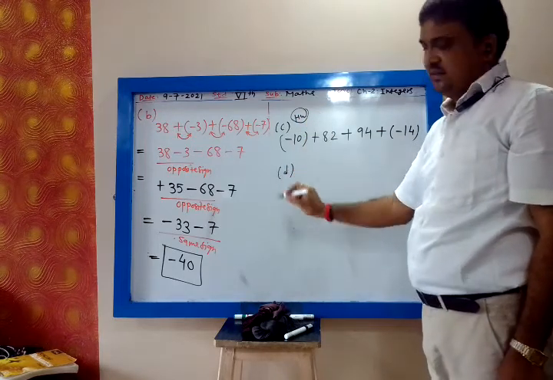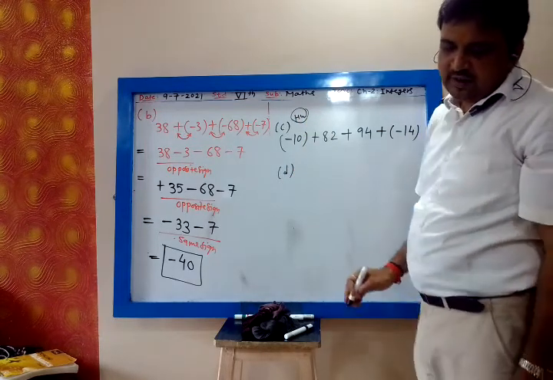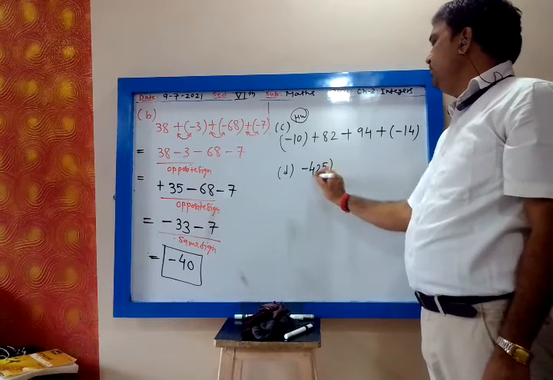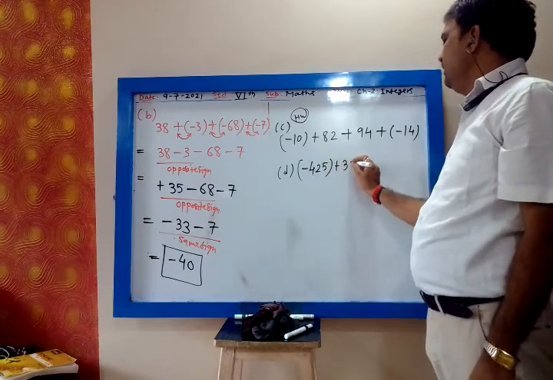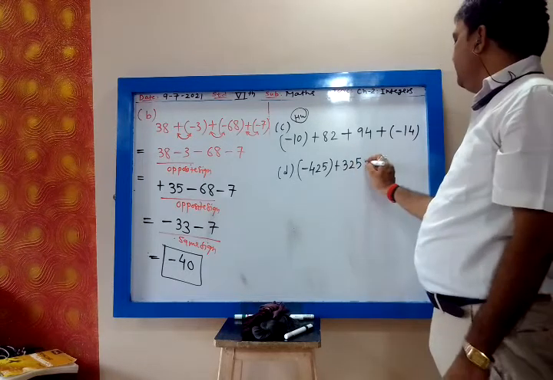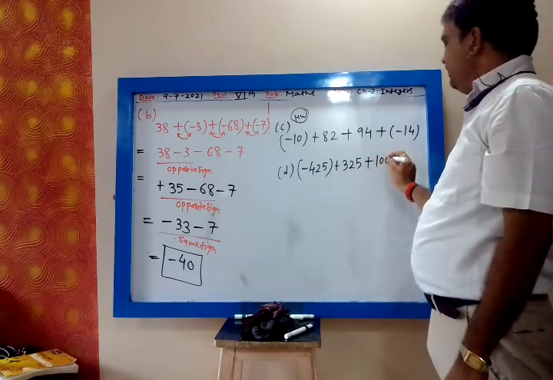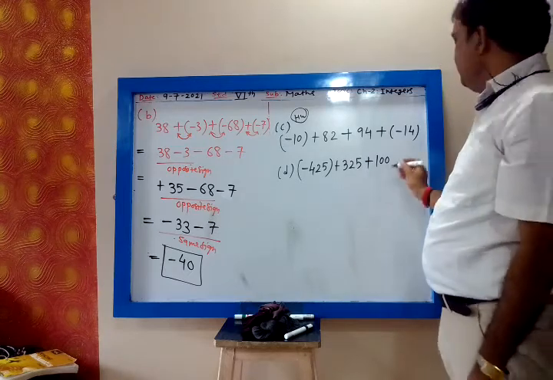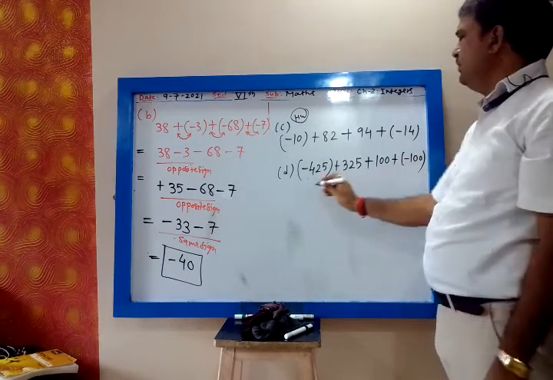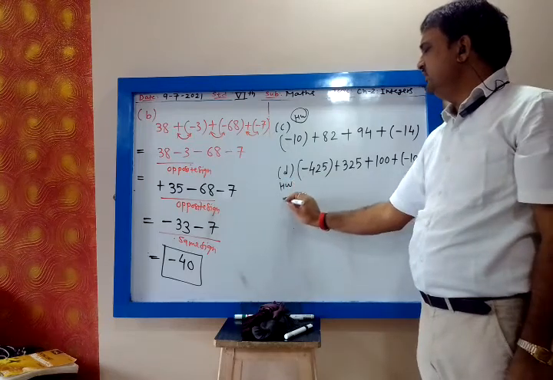Let us see D part. D: minus 425 plus 325 plus 100 plus minus 100. This also I am giving as homework, easy part, you can do it.